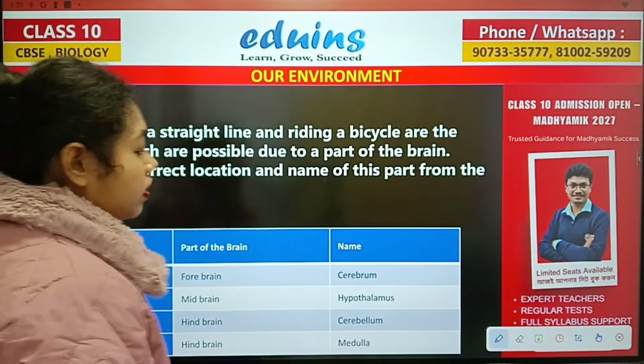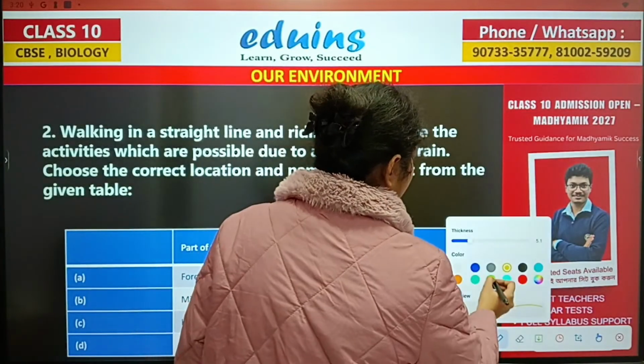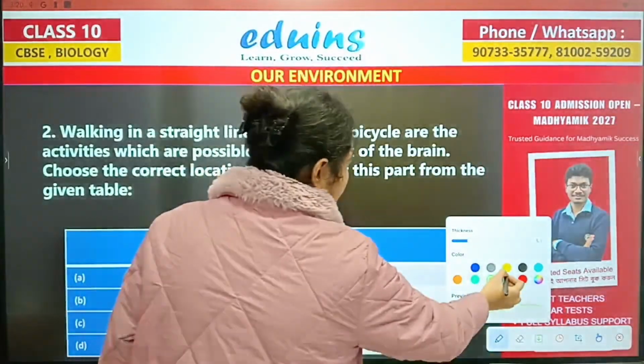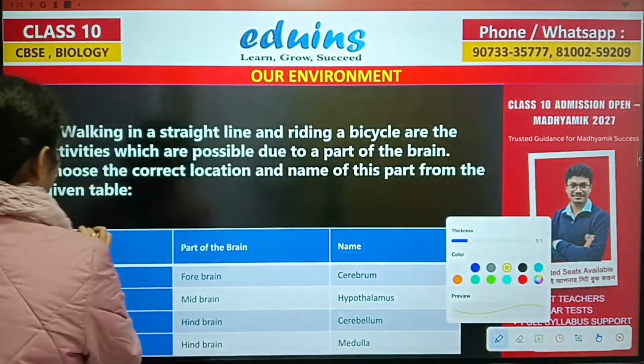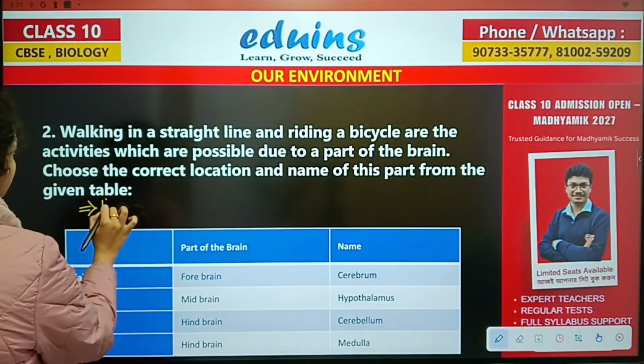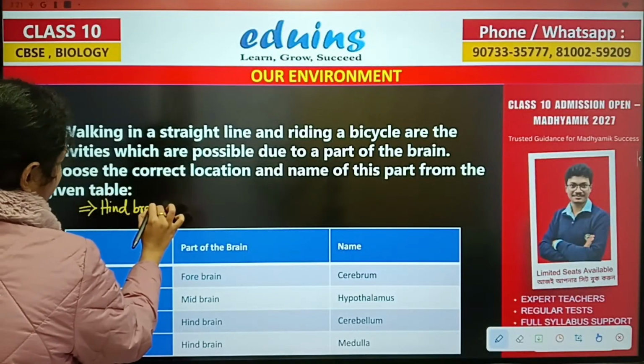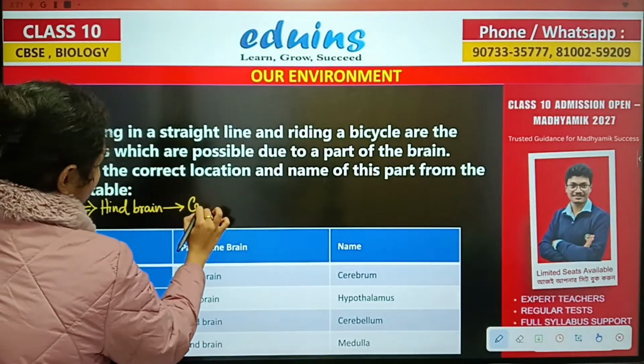Okay, so the right answer will be hindbrain, that is known as cerebellum.